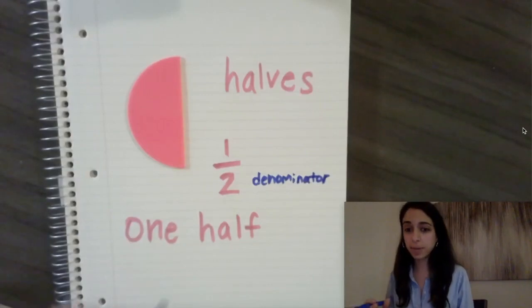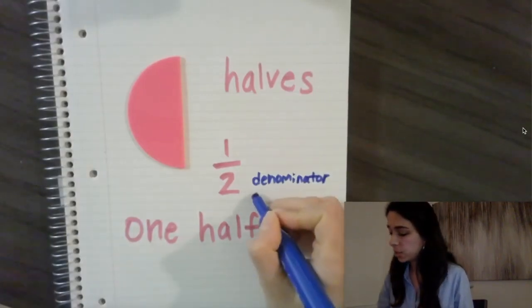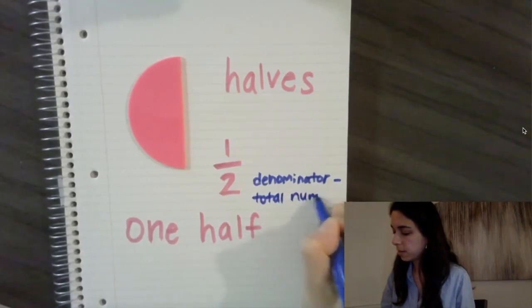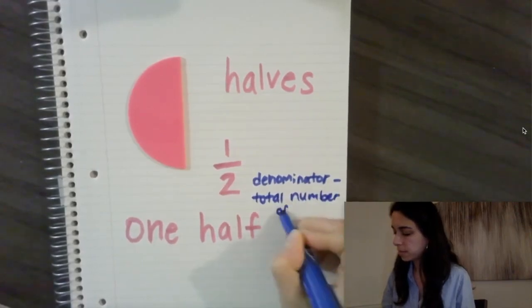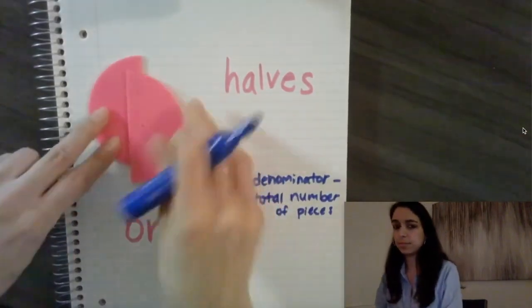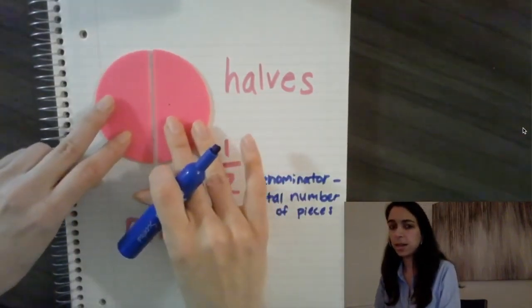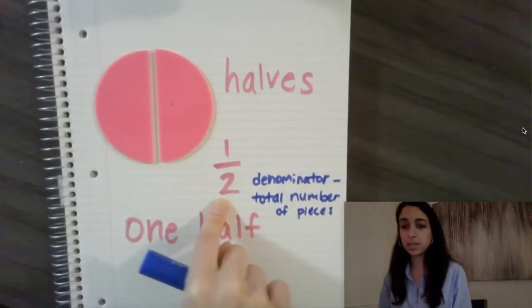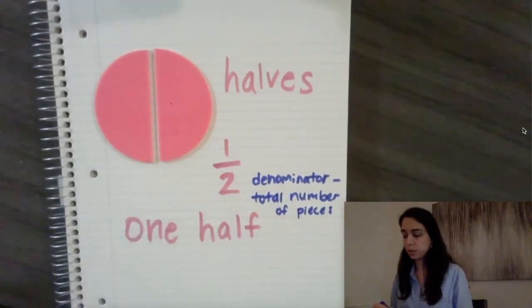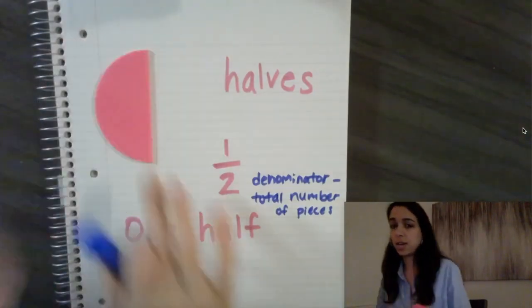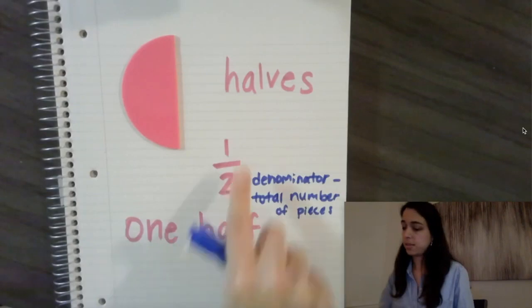And the denominator tells you the total number of pieces. So when I had this cookie and cut it, I made two equal pieces. So my denominator is 2 because there's two total pieces now. Now when I take my share of the cookie and I just take 1, that is the amount I took.